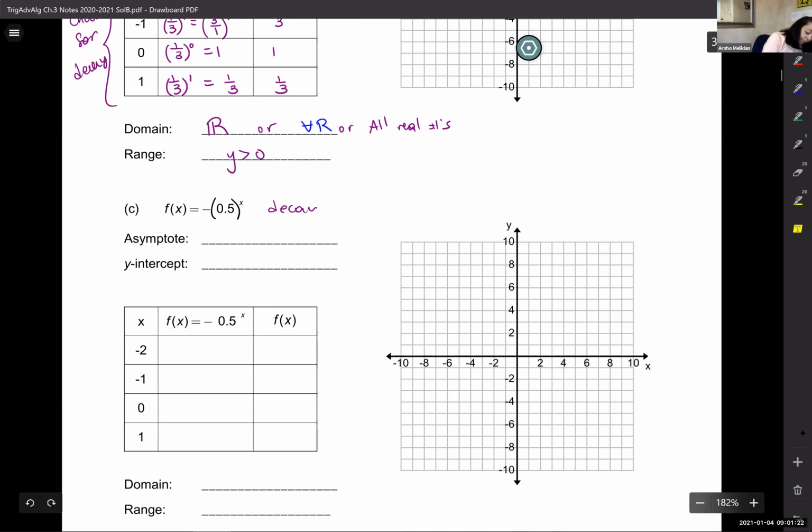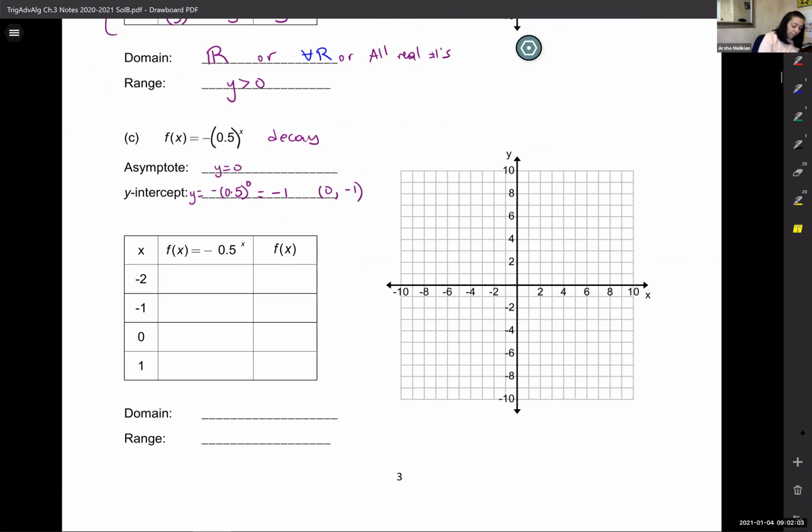So this is decay, but you know what? Negative or not, my asymptote is still y equals 0. Cool? Okay, y-intercept: y equals negative 0.5 to the 0. Y equals negative, anything to the 0 is 1. So this time it's 0, comma, -1. All right, next.